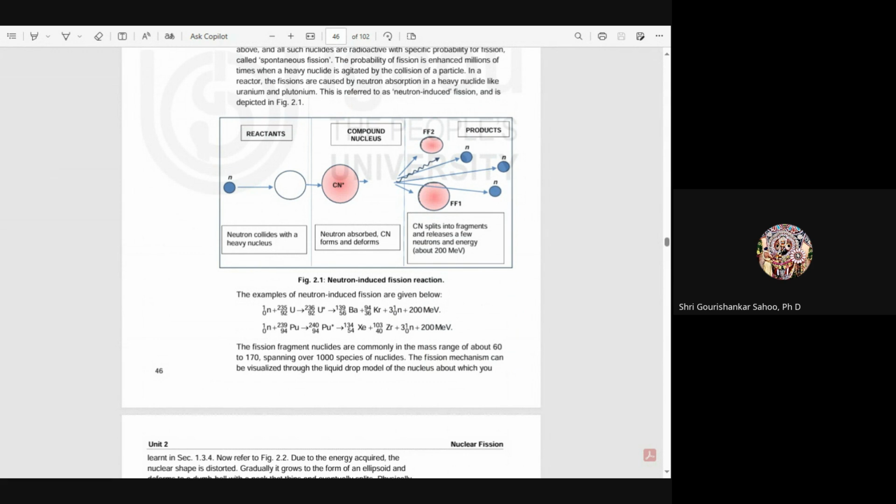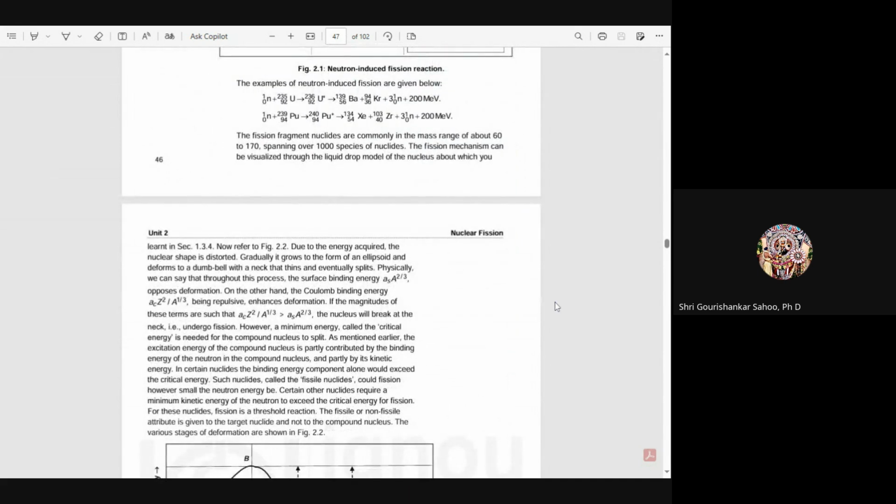Similarly, a neutron when bombarded on plutonium 239 (Pu 239, 94) gives rise to a compound nucleus plutonium 240 (Pu 240, 94), and the products will be xenon 134 (Xe 134, 54) plus zirconium 103 (Zr 103, 40) and 3 neutrons and 200 mega electron volt energy. The fission fragment nuclides are commonly in the mass range of about 60 to 170, spanning over 1000 species of nuclei. The fission mechanism can be visualized through the liquid drop model of the nucleus, about which I told you in the previous class.